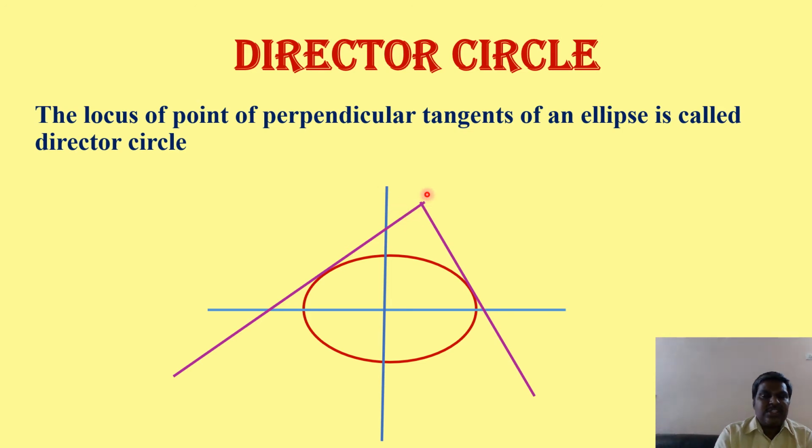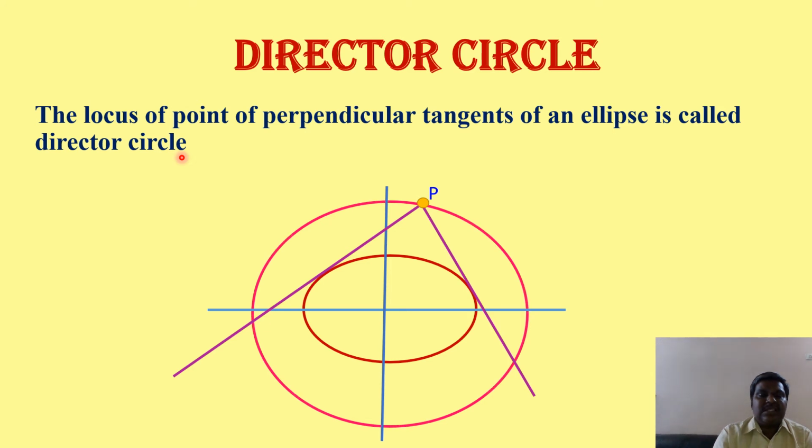So this point lies on what? My required locus. If you find the locus, you get some curve. That curve is your director circle. So this is the point of intersection. We have to find out the locus of this point P. So you get the locus as shown in the figure. This is the circle. It is called the director circle. So the locus of the point of intersection of perpendicular tangents to an ellipse is called the director circle.